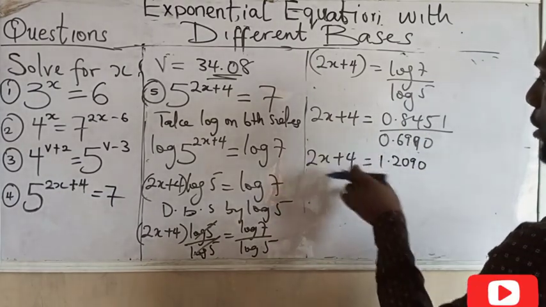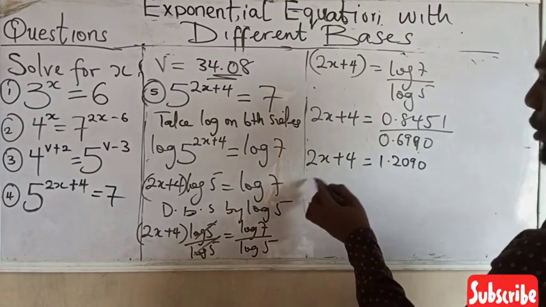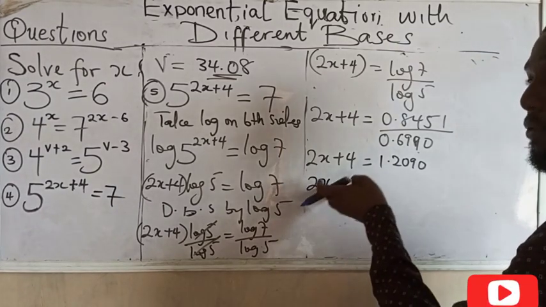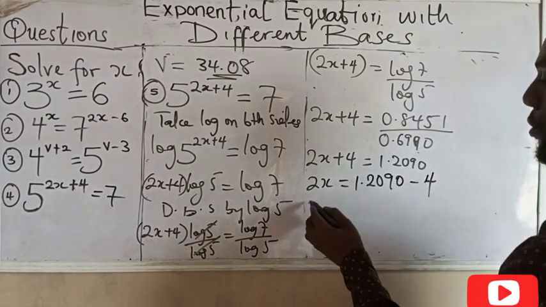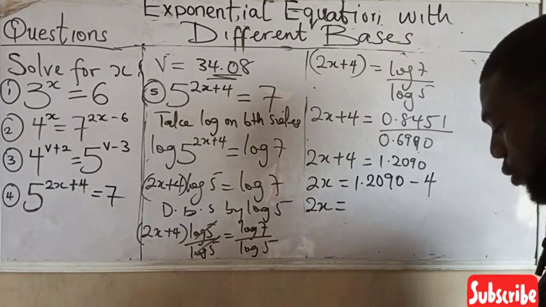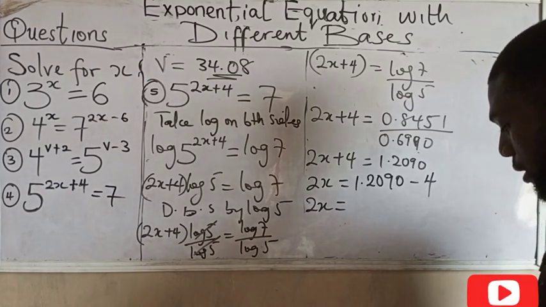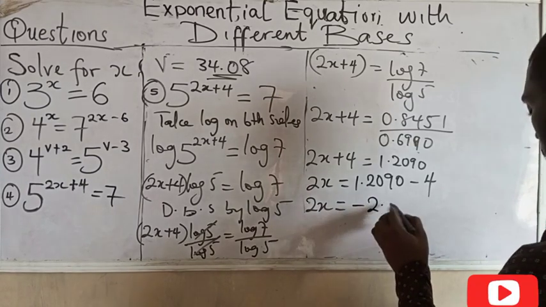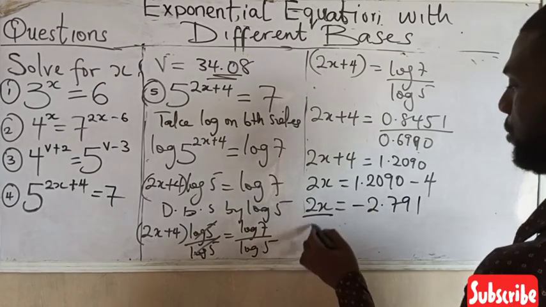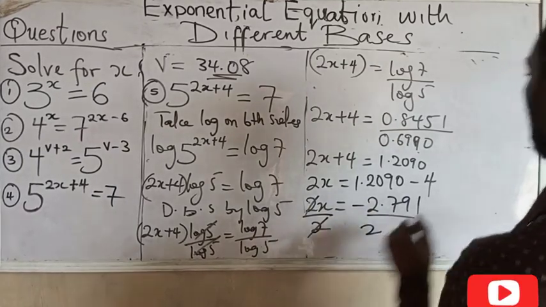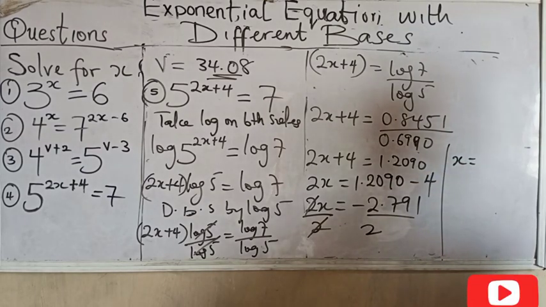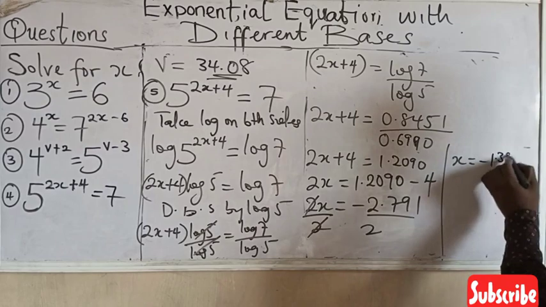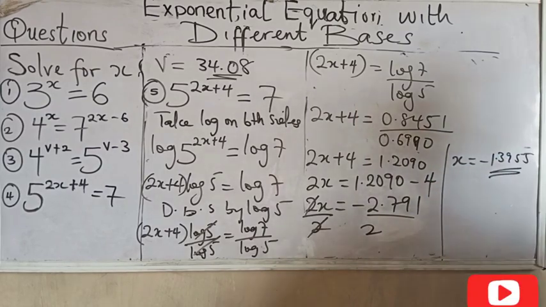So make x stand alone. In this case, we are going to take plus 4 to the other side of the equation so that we can isolate 2x. So we have 1.2090 minus 4. And we have 2x equals, let's do a quick subtraction. 1.2090 minus 4. And we have minus 2.791. Divide both sides by 2 to make x stand alone. So x equals minus 1.3955, and that is our answer.